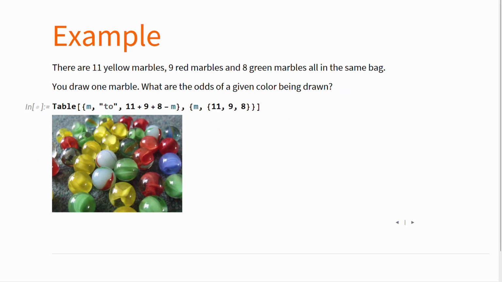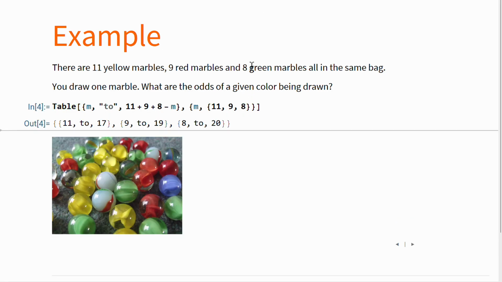As an example, consider 3 groups of marbles: 11 yellow marbles, 9 red marbles, and 8 green marbles, all in the same bag. What are the odds that each color is drawn? First, you calculate it for the yellow marbles. That would be 11 against the remaining, which would be 9 plus 8, the red and the green marbles. Then you can repeat the process for all the other colors. Here we use a table function to make it a bit more intuitive.